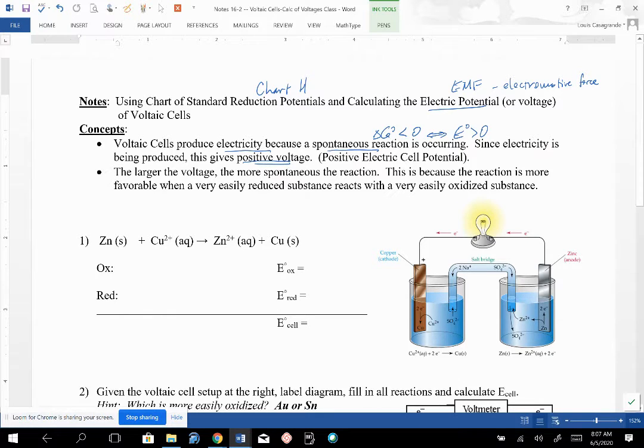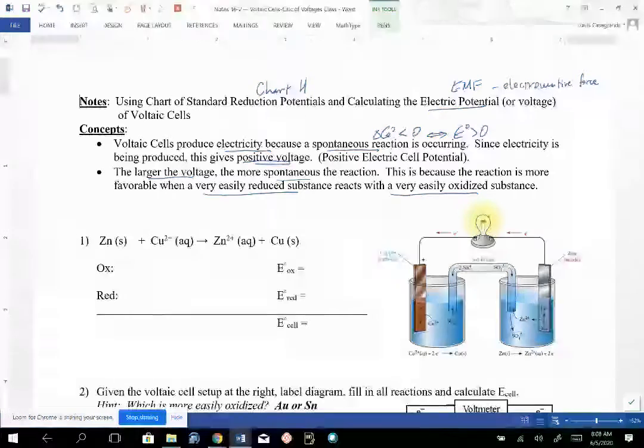A delta G naught of less than zero and an E naught of greater than zero both mean a spontaneous reaction. For an electrochemical potential, the larger the voltage, the more spontaneous the reaction. And that's going to be because the two half reactions are going to be farther apart. The more easily reduced a substance is and the more easily oxidized a substance is, the farther they're going to be apart on chart H, and the larger the voltage that we're going to get from them.